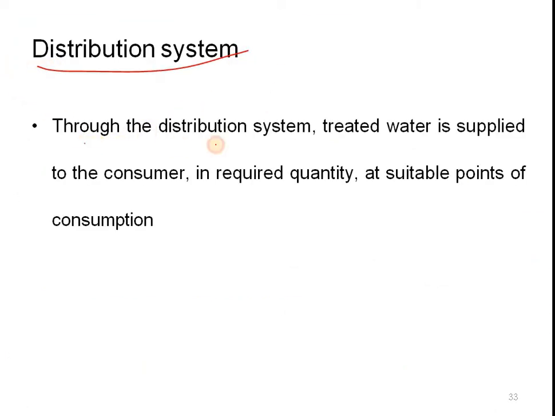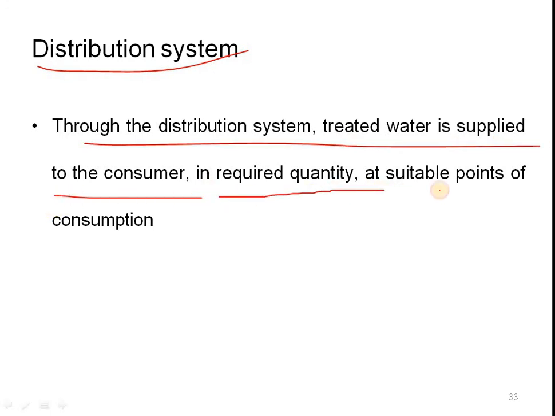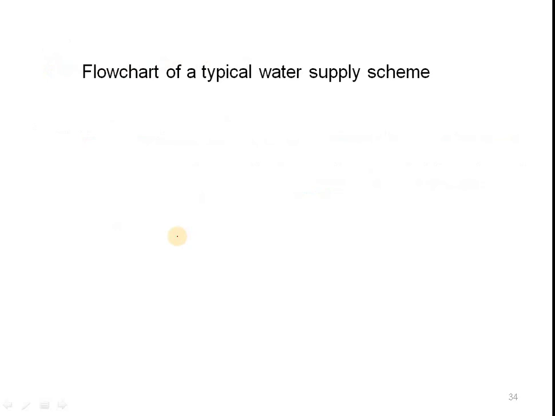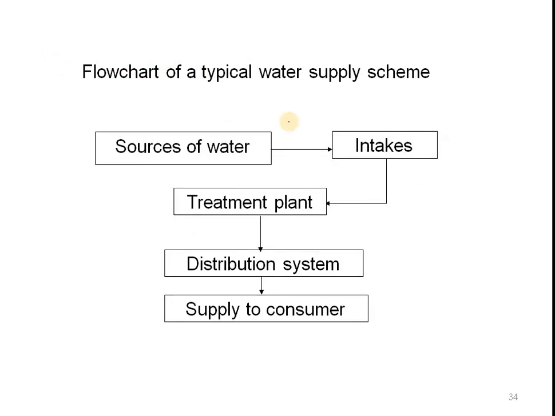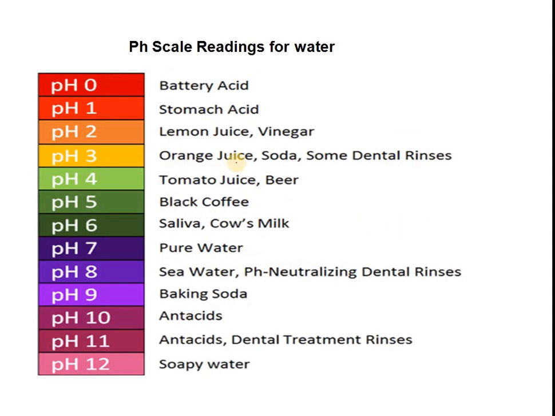Then the distribution system. Through the distribution system, treated water is supplied to the consumer in the required quantity at suitable points of consumption. Okay, this is the flow chart we have seen now.